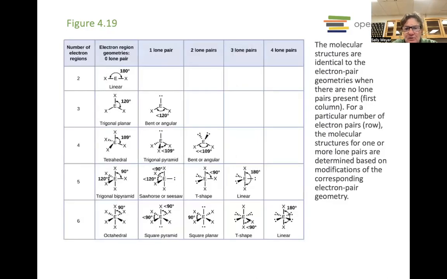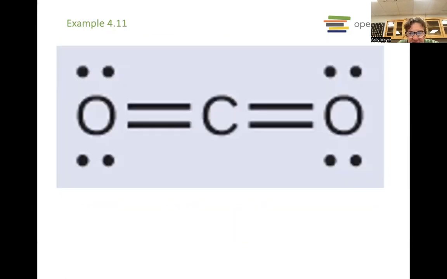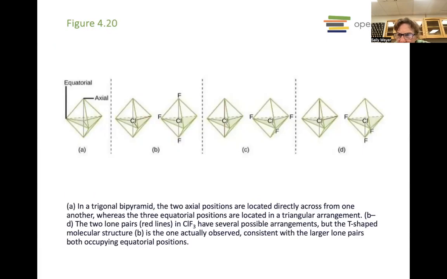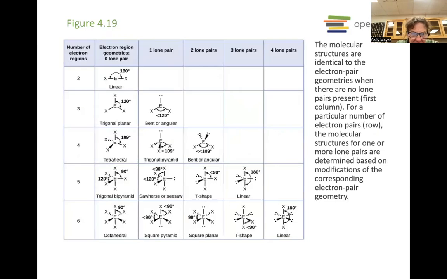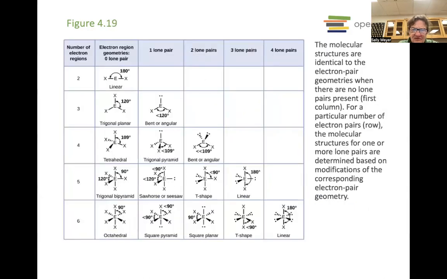This is a table that I will give you on the test. It tells you the geometry and then for each of those situations with the number of bonding and lone pairs around a central atom. And this is just pointing out, it's hard to see. Let's go back here. If we look at this one at the bottom, I think it's easier. This picture is pretty hard to visualize for me.